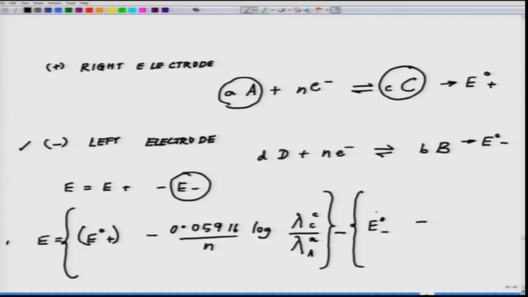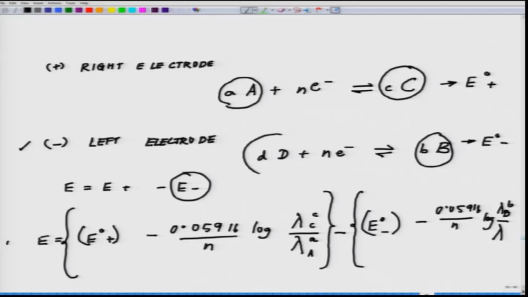Now, here is the minus term. So, this is the whole term, by the way, minus 0.05916 divided by n log. So, you have the other reaction as this is BB and this is DD. Okay. So, you have DD and you are closing the bracket. So, this is what the Nernst equation will look like.